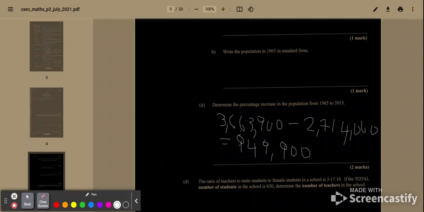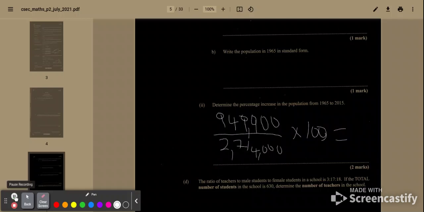So being that you're trying to find an increase in the population from the original amount, which was 2,714,000, we need to put this 949,900 over the 2,714,000 and then multiply it by 100, and we'll find our percentage increase. So now, when you punch this into your calculator, you'd get 35%.